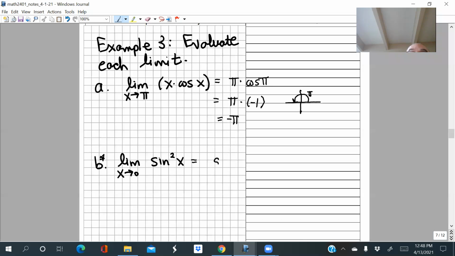If you plug in 0 for x to evaluate this limit, you just get sine squared of 0. Sine of 0 is 0. So we have 0 squared here, which is 0. So nice simple limit here again, just 0. Okay.